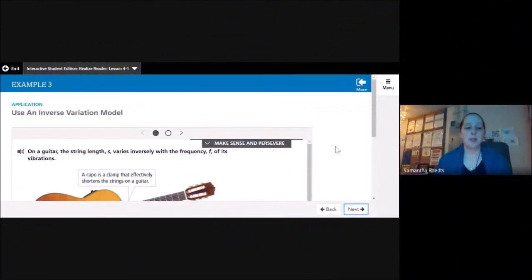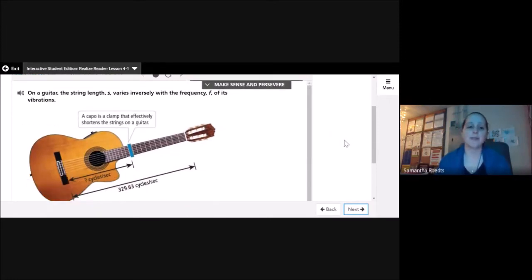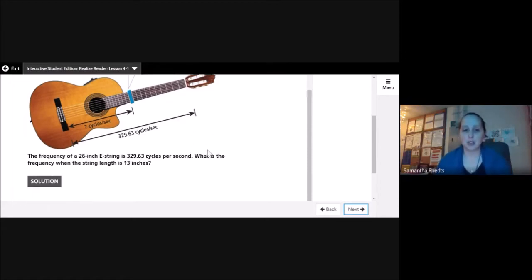All right, example 3, use an inverse variation model. On a guitar, the string length S varies inversely with the frequency F of its vibrations. So basically, S is our X value and F is our Y value. A capo is a clamp that effectively shortens the strings on a guitar. The frequency of a 26-inch E string is 329.63 cycles per second. What is the frequency when the string length is 13 inches?